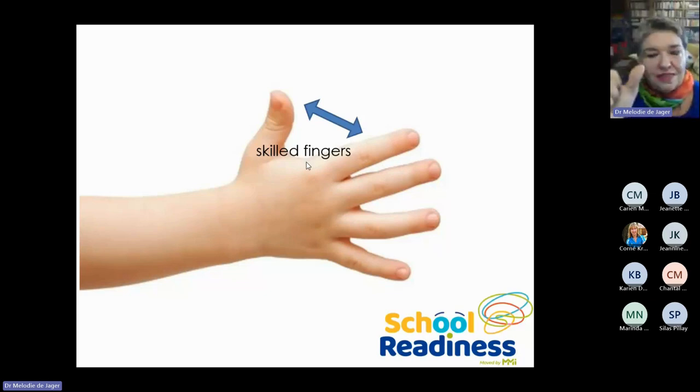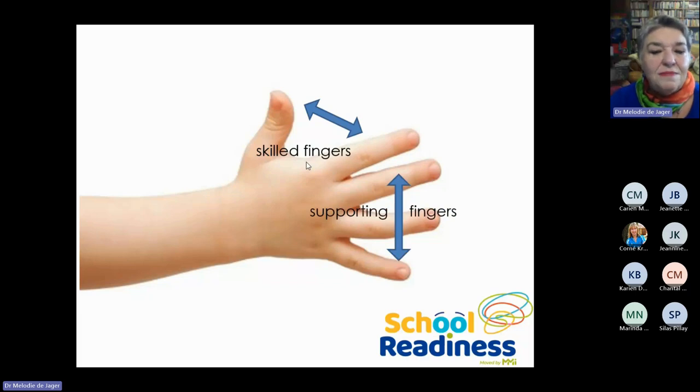So as the thumb and the index finger work together, when they glue, when they cut, when they draw, they're creating a marvelous teamwork between those two skillful fingers, which are very close to each other. So what about the other three fingers? That's the middle finger, the ring finger, and the baby finger, the little pinky. Those three are our supporting fingers. They stabilize the hand so the two skilled fingers can really work very hard.